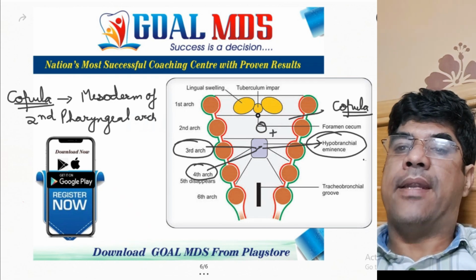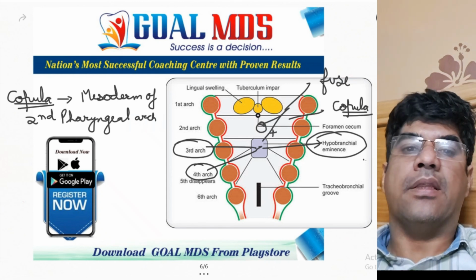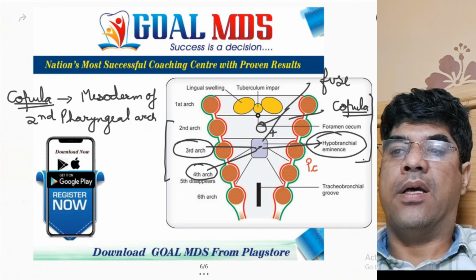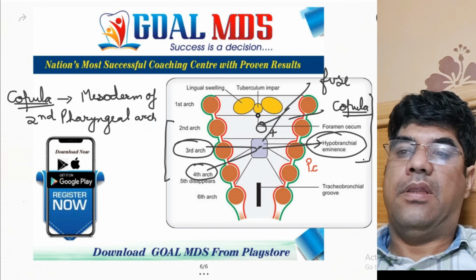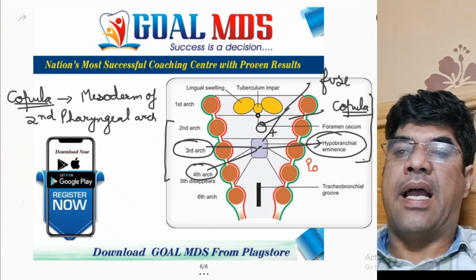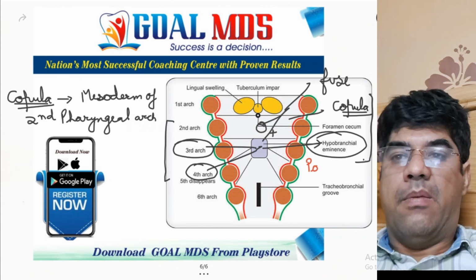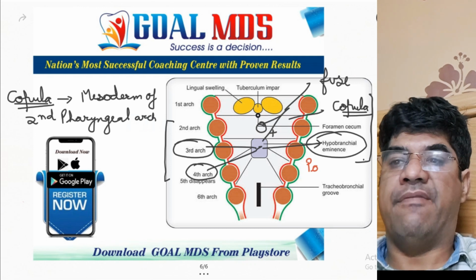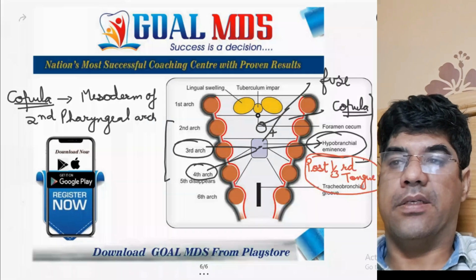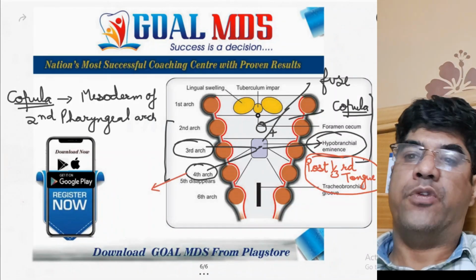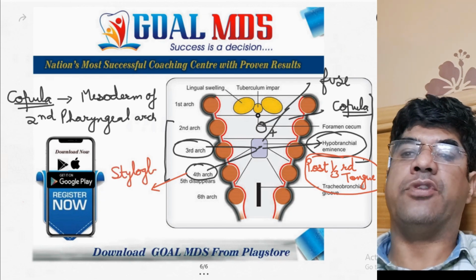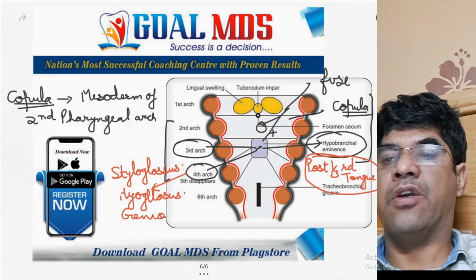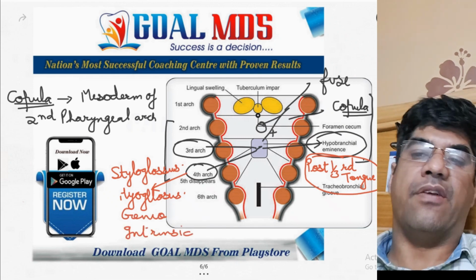The copula and the cranial part, the front part, of the hypobranchial eminence initially develop as separate structures, but eventually they fuse together and form the posterior 2/3 of the tongue. The fusion of these structures will give rise to several muscles of the tongue, including styloglossus, hyoglossus, genioglossus, and the intrinsic muscles of the tongue.